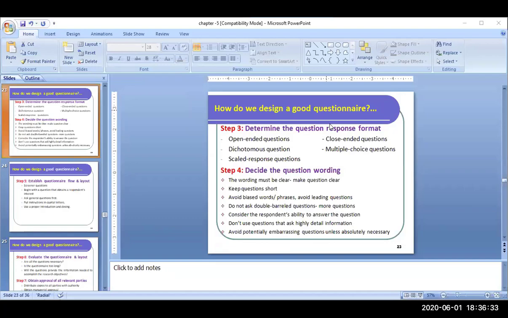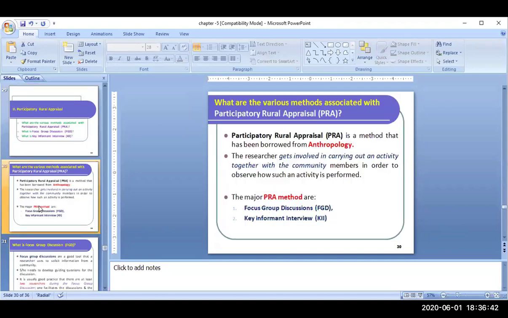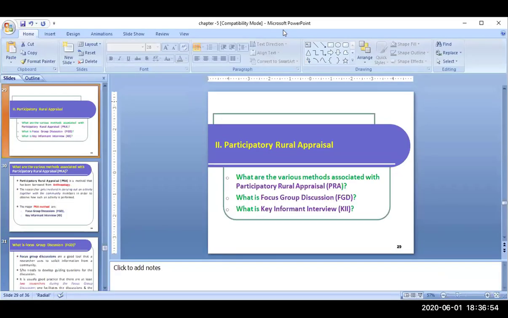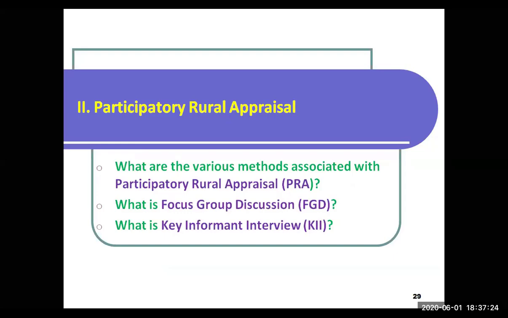Let me also proceed to the remaining part. Apart from survey, the second method for data collection is the participatory rural appraisal technique. This technique is entirely borrowed from social science, and the method particularly aims to supplement the survey data.